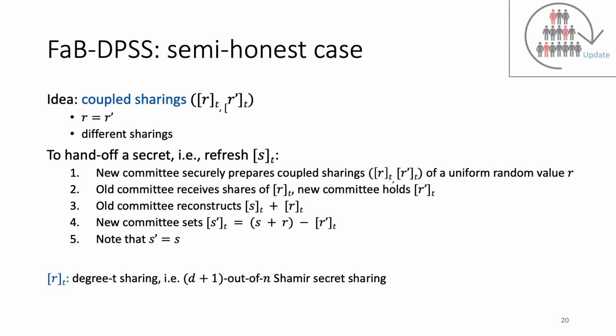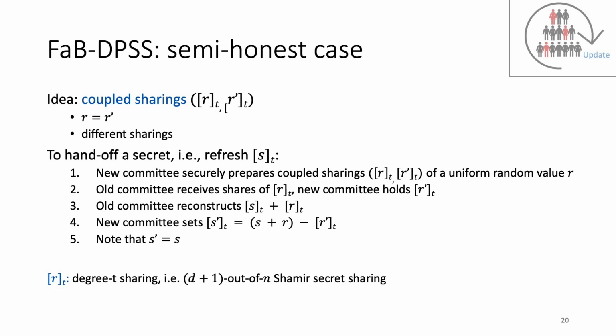Oops, what happened here? There's supposed to be an animation. I'm very sorry about that. Anyway, the foundational idea in FAB-DPSS is that we are using what we call a coupled sharing. A coupled sharing is really 2 different sharings of the same value. So you can imagine 2 different polynomials which are the same at 0. And what you can do now is to hand off a secret. To refresh a sharing of a secret S, we have the new committee securely prepare coupled sharings of a uniformly random value R. The old committee will receive shares of R, and the new committee will hold on to the other shares of R.